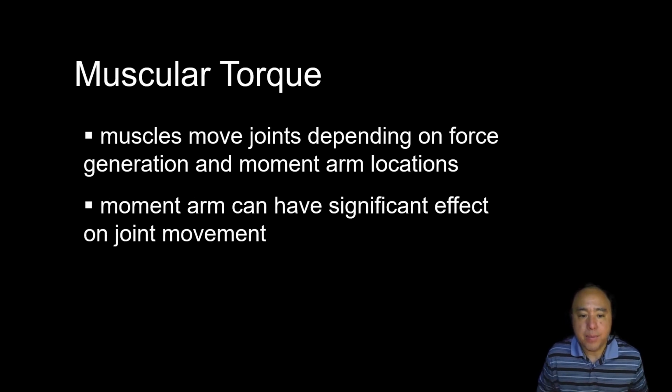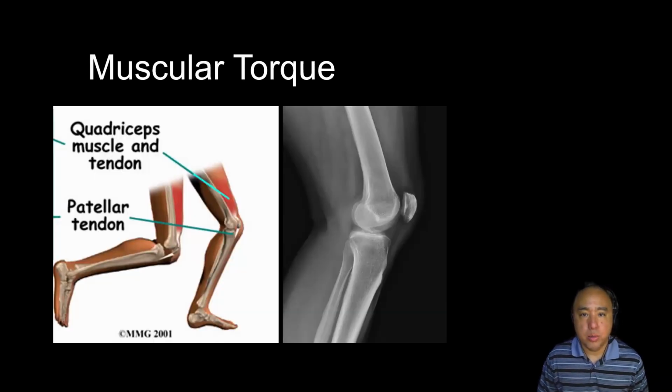So moment arms can have a significant effect on joint movement. We talk about joint positions which determine the moment arm, so we know there are certain positions that joints have that produce the maximum generation of force and subsequently the maximum generation of torque in order to move that joint into flexion, extension, abduction, adduction, internal or external rotation.